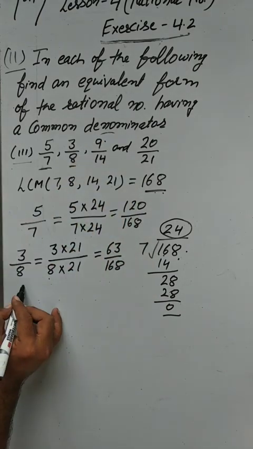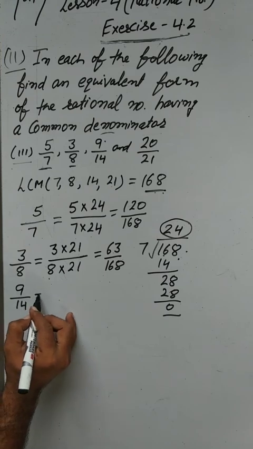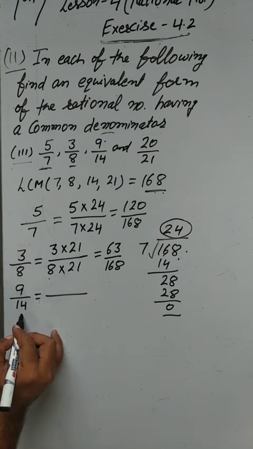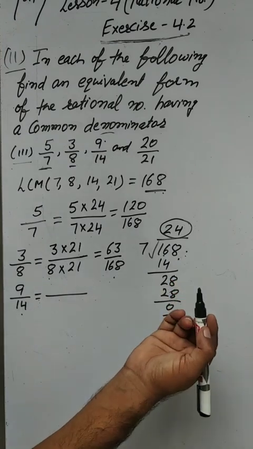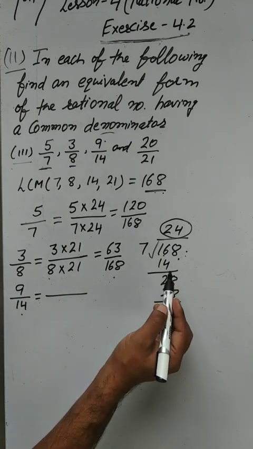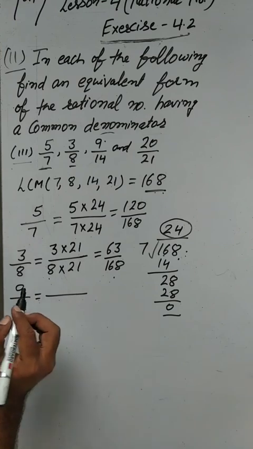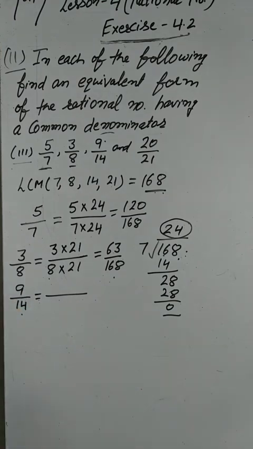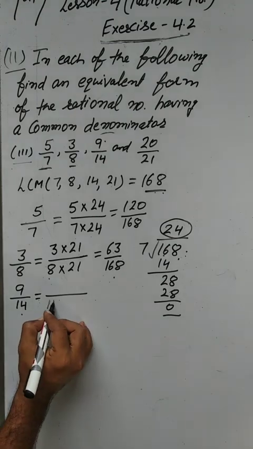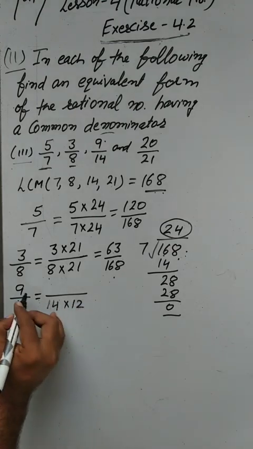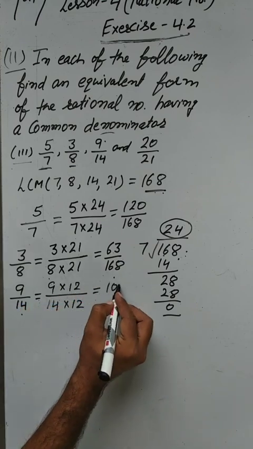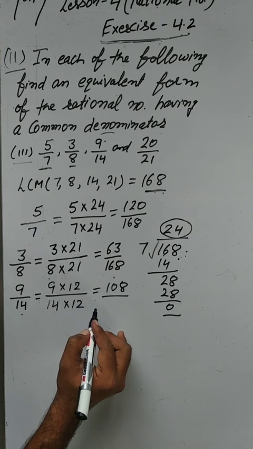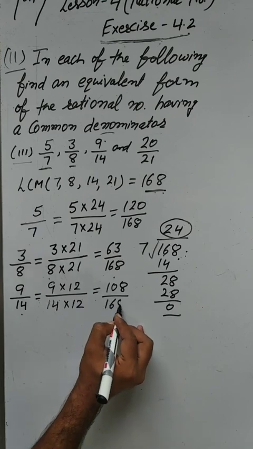And the third number, 9 upon 14. Now beta look, I want to change 14 into 168, same as before. 168 divided by 14. If you divide 168 by 14, you will get 12. So 14 multiplied by 12. Similarly, 9 multiplied by 12. 12 nines are 108, and 14 multiplied by 12 is 168.